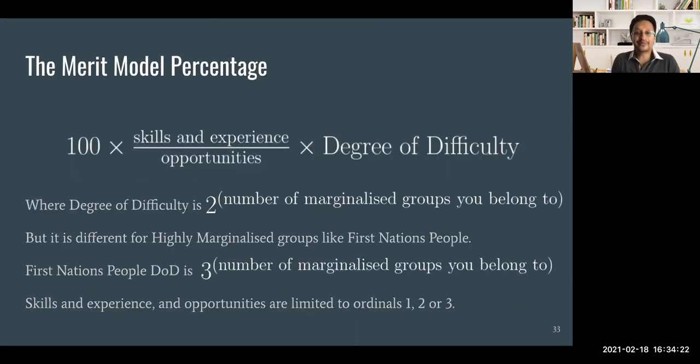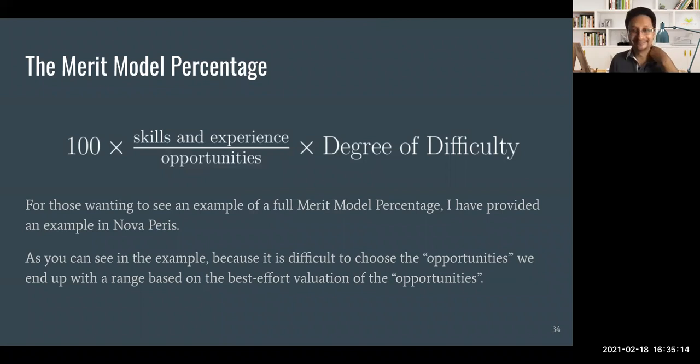So the idea I had around the merit model percentage was your skills and experience. If I really want to hire someone on merit, I'd take their skills and experience, divide it by the number of opportunities they had, and then multiply it by the degree of difficulty. I arbitrarily picked the degree of difficulty to be an exponential, so 2 to the power of something. I chose the number of marginalized groups that you might belong to. But I also realized for First Nations people and for certain areas, you might have highly marginalized groups. So I said, if you're part of a highly marginalized group, you'd go 3 to the power of the number of marginalized groups you belong to. And just to keep it simple, your skills and experience are limited to ordinals 1, 2 and 3, where 3 is the highest and 1 is the lowest, and the same with your opportunities. Again, this model is wrong, but it might be useful.